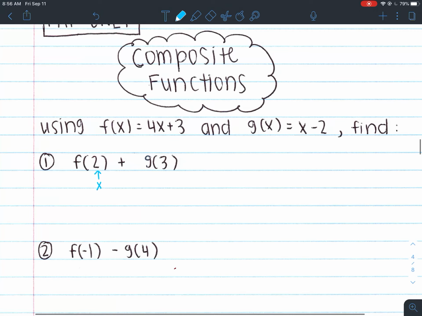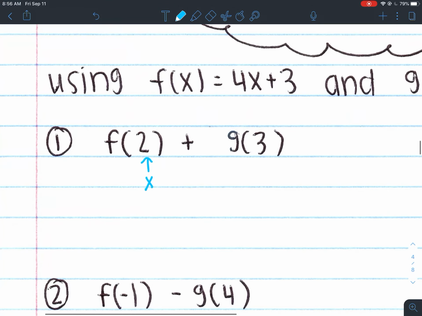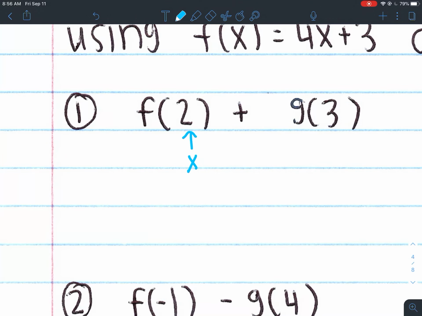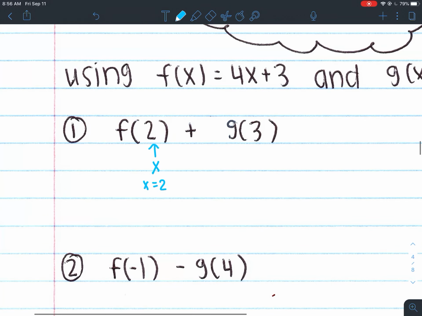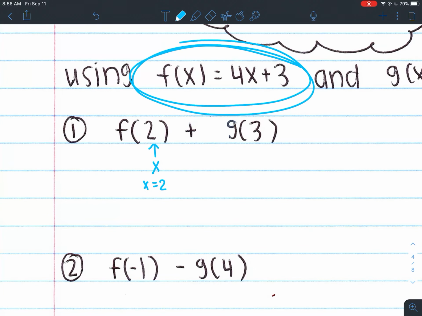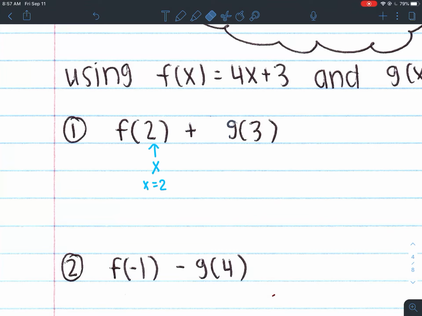They're giving us two functions to begin with. They want us to use f of x equals 4x plus 3 and g of x equals x minus 2. They're asking us to use them to solve these problems. With number one, it's saying f of 2, so they want us to plug in 2 for x in our f of x function. We're going to use this function right here and plug in 2 anywhere I see an x.